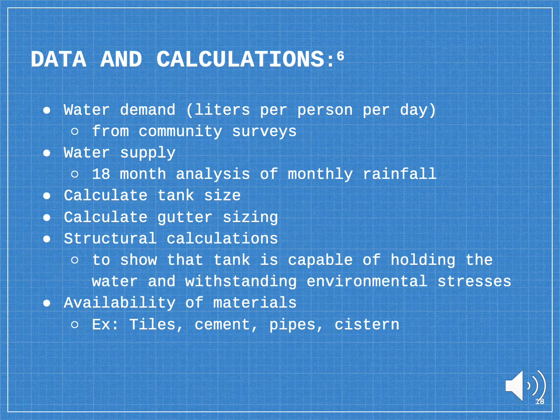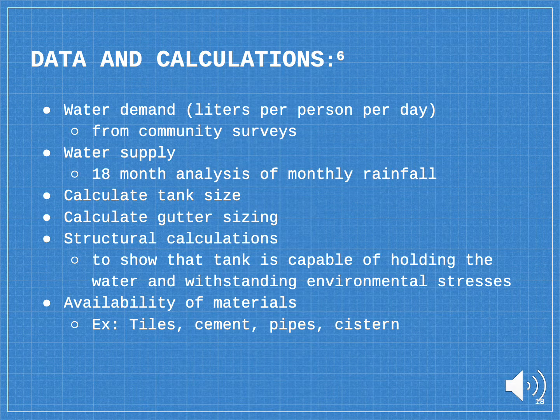It's also important to look at water supply, which is just how much rain is coming into the system. This can be done using an 18-month analysis of the monthly rainfall patterns, which I'll talk about a bit more on the next slide. And then having the water demand and water supply, we're able to calculate the size of the tank needed to collect enough water to supply that water to everyone. And then we can also look at the gutter sizing and finding out how big those gutters need to be to have all the flow of the water coming in.